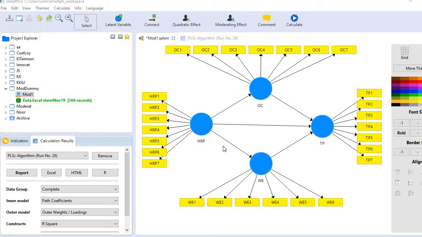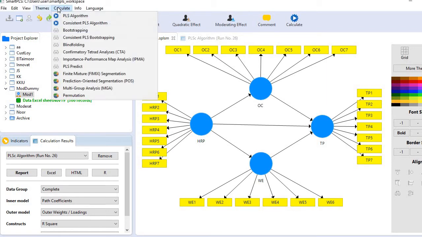So you'll note here that there is only one total indirect effect that is moving from HRP to TP. However, there are possibly two specific indirect effects, one going through OC and second one through WE. Now the question arises, if there is a mediation effect, which mediation effect is statistically significant, through OC or through WE, or through both, or through none? And how to find out which one is statistically significant?